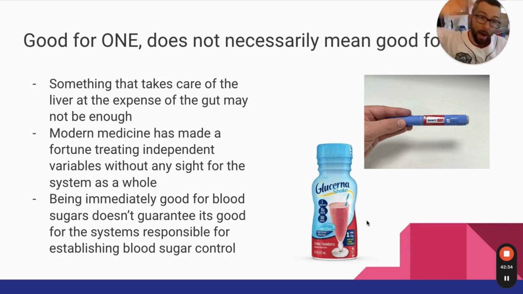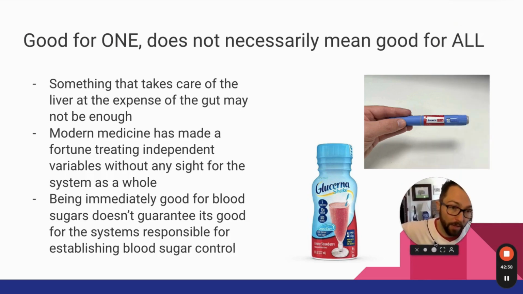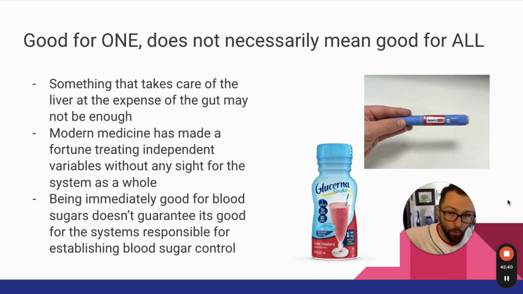And on the opposite side of things, and I'm coming at this from a modern medicine standpoint, just because something is being lauded for being good for one variable in the diabetic condition, that does not mean that it is good for the diabetic system as a whole. Okay?